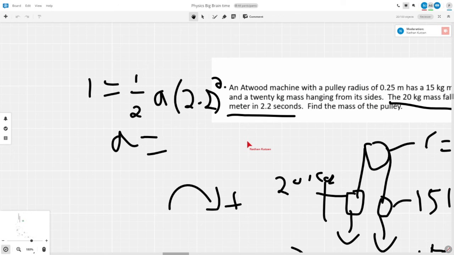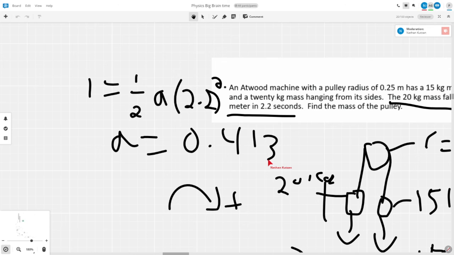Okay, so I got 0.413. Can anyone confirm that that is what they got as well? That's what I got. Okay. So that's going to be the linear acceleration. Really, that's the acceleration of both masses and the rope as well. And remember that the rope curves around the pulley. So that's equivalent to just the linear acceleration of any point on the surface of the pulley.